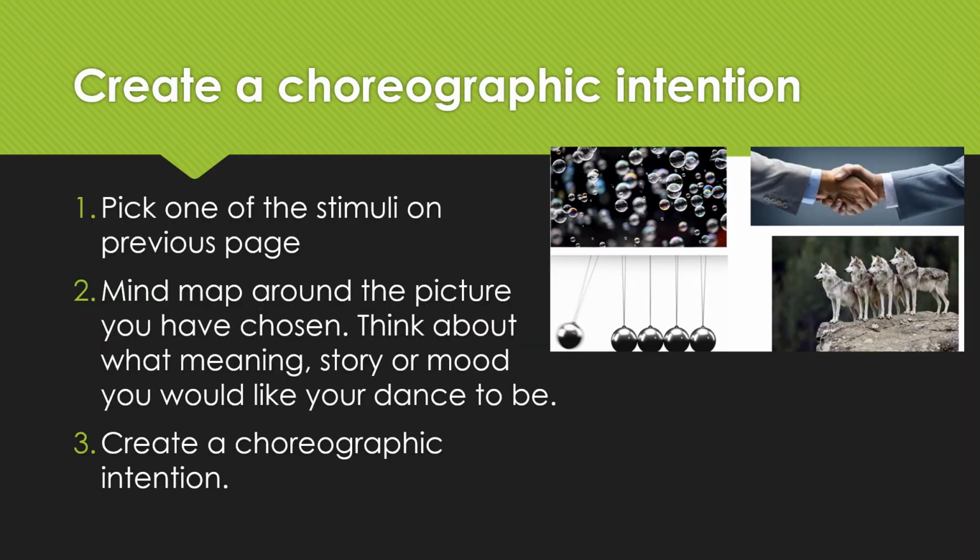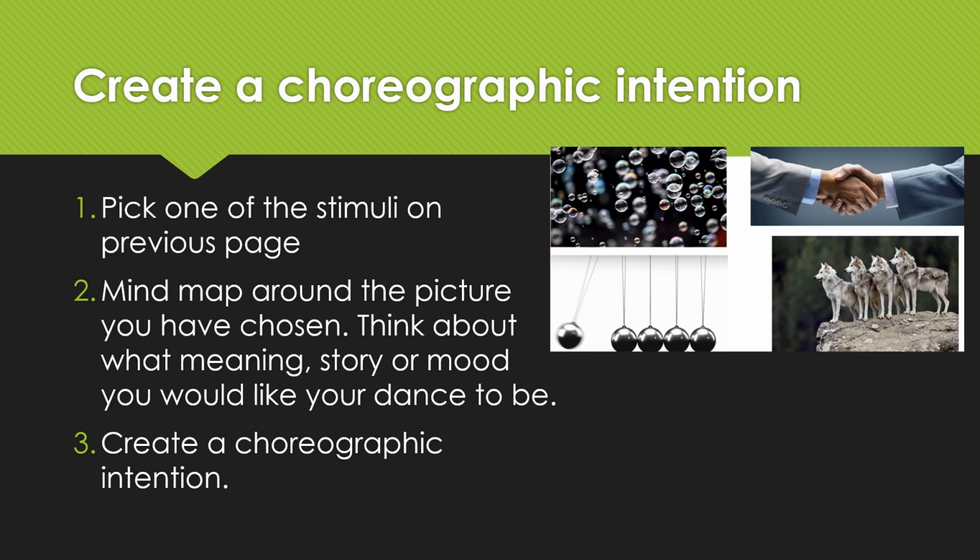Okay, so you have picked one of the stimuli. So either the bubbles, the handshake, the pack of wolves, or that gravity, kind of the balls swinging, that ricochet, that kind of pendulum one. So once you've done that, you are now mind mapping around that picture. So obviously you're not going to draw the picture. Well, you could do if you wanted to, just draw a little sketch, or you could just write bubbles in the middle if your one is the bubble one, and then you're just going to mind map around that your initial thoughts of your dance.